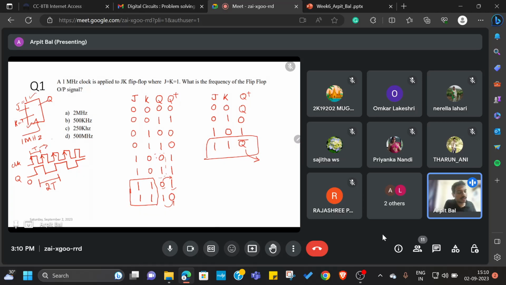So T is nothing but 1 by f, so 2T will be 2 by f. In other words, we can say that the output Q has a frequency f by 2, where f is the frequency of the clock. Okay, 500 kilohertz, correct. So it will be 1 megahertz by 2, that is 500 kilohertz. So option B is the correct answer. Does anyone have any doubt in this question?